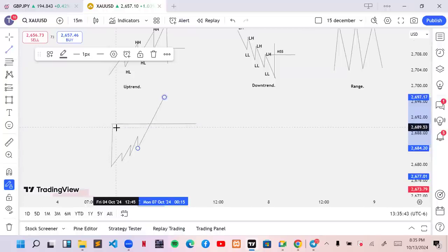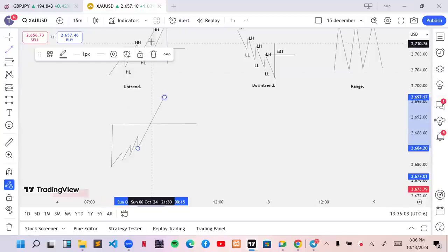For example, a resistance level. This is a resistance zone. So as this was broken, the market is still going, so you are still going to be looking for trades in that same direction the market is currently in. A market structure shift breaks structure to the opposite side, or it changes direction to the opposite side. But in break of structure, it breaks structure in the same direction the trend is currently on.